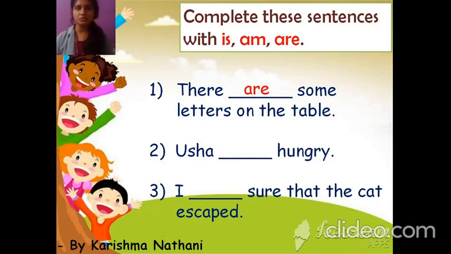Second one is, Usha blank hungry. Here we know Usha is third person and singular. So, Usha is hungry. Third one is, I blank sure that the cat escaped. As we know, I always comes with am. So I am sure that the cat escaped.